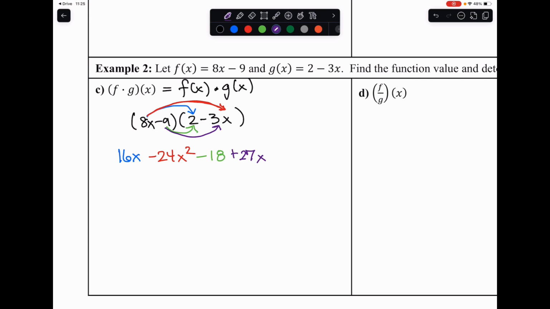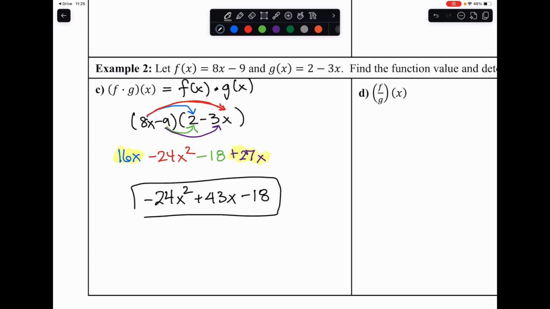And again, from this point on, we just simply combine our set of like terms, which in this situation, we only have one set. The linear terms of 16x and 27x. So I'm going to bring everything down first. I'm going to write this in degree and the order of the degrees. So 24x to the second power goes first. Our linear term will go second, so that will combine 16 and 27, which is a total of 43. And we bring down the minus 18. So here is the product of f and g. So just requires, again, distribution.